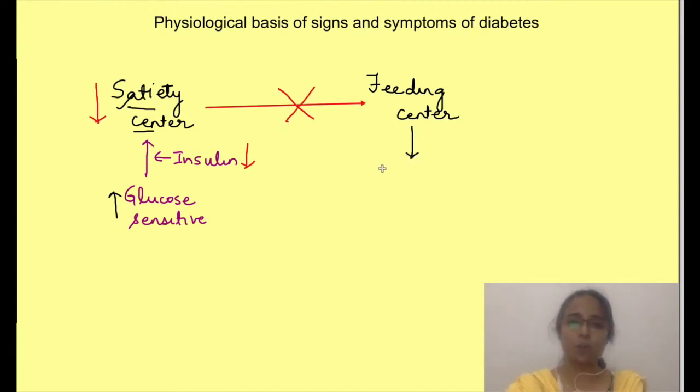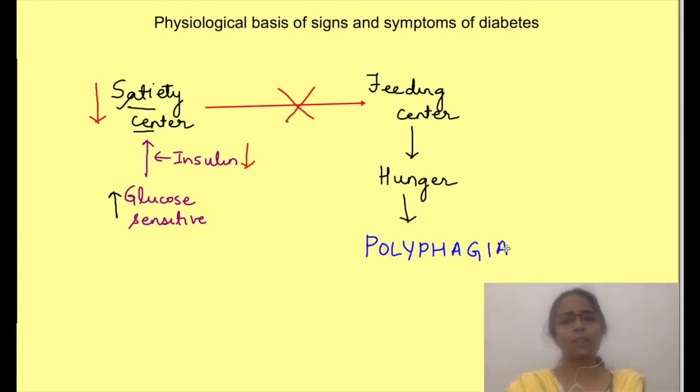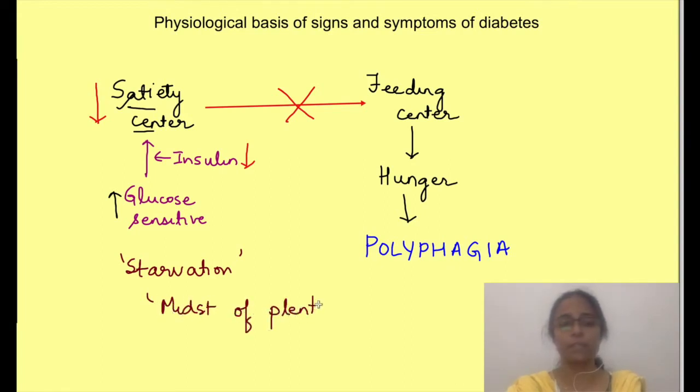Since feeding center is not inhibited, the person feels hungry and eats often. That is, polyphagia occurs. One thing you remember is that despite eating more, the body is not able to utilize the glucose as fuel. That's why diabetes is basically a kind of starvation occurring despite presence of lots of fuel. That is, in the midst of plenty.